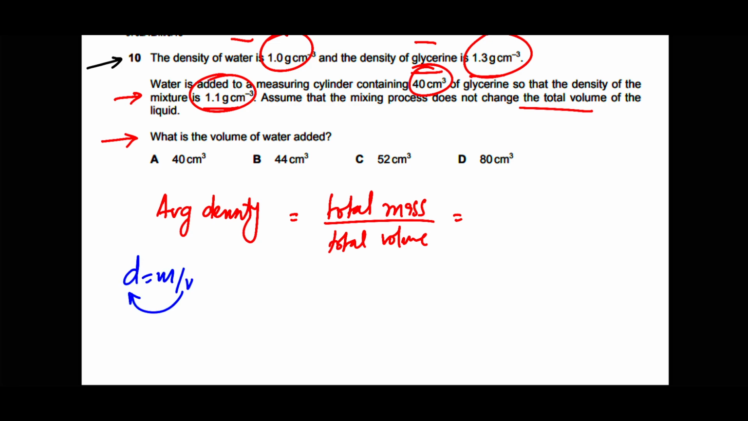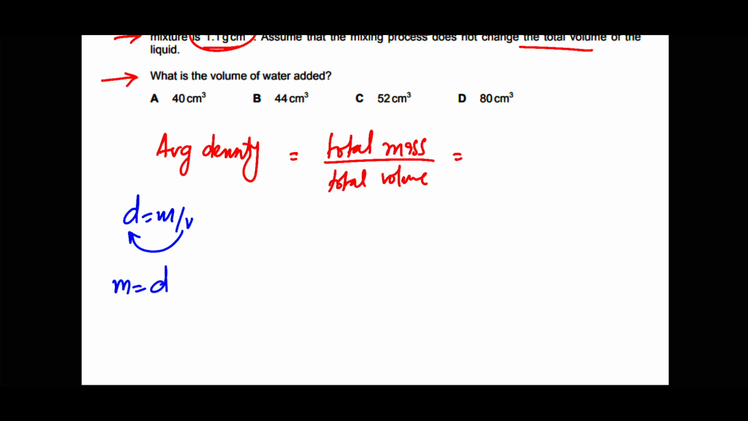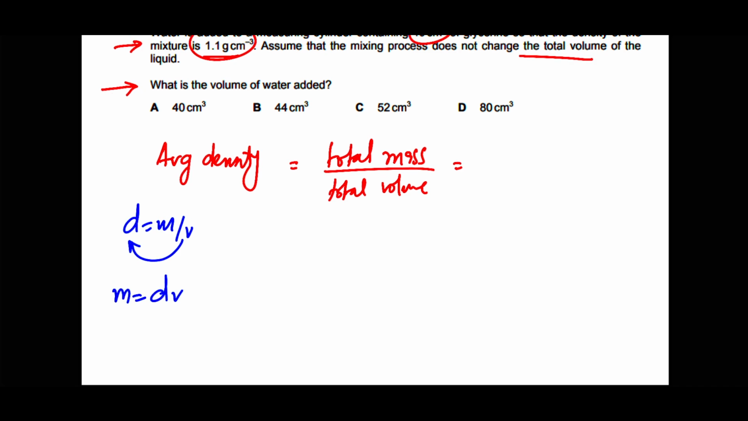So let's bring volume over there. This becomes mass equals density times volume. So really, this would be density multiplied by volume plus density multiplied by volume, one of them for water and one of them for glycerine, divided by the volume of water plus the volume of glycerine.